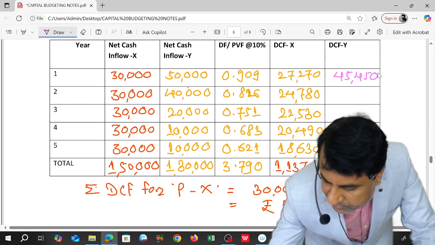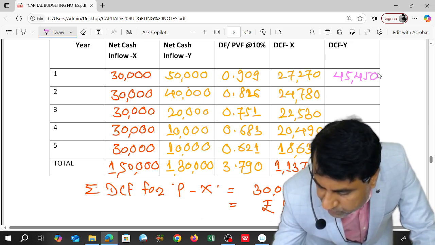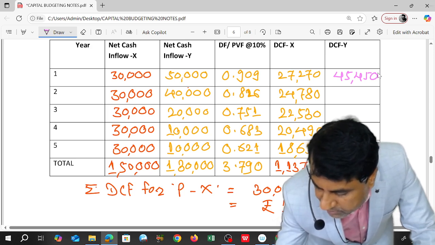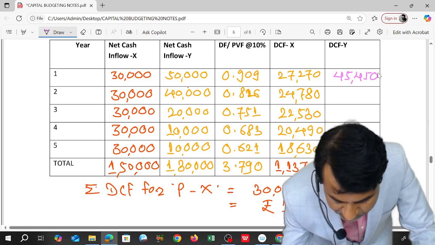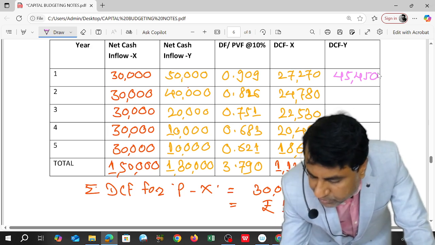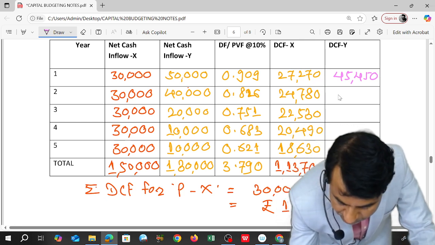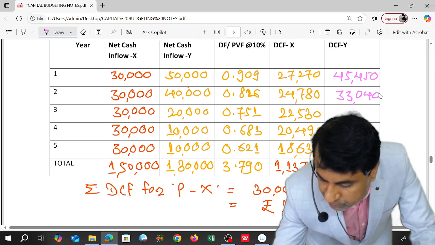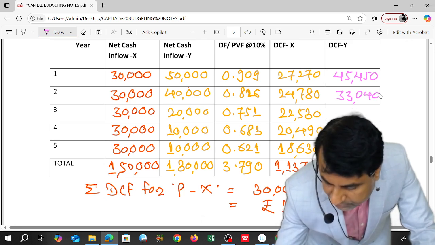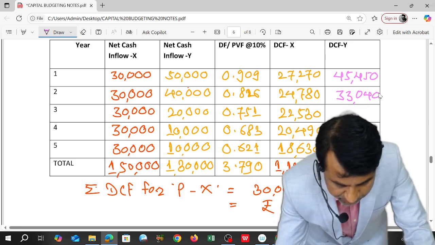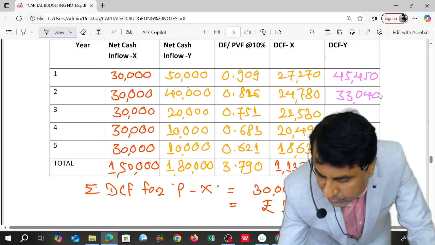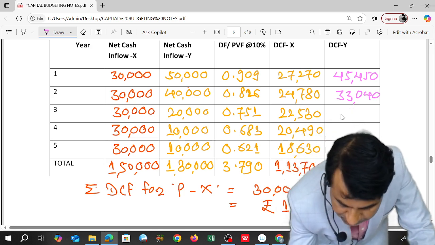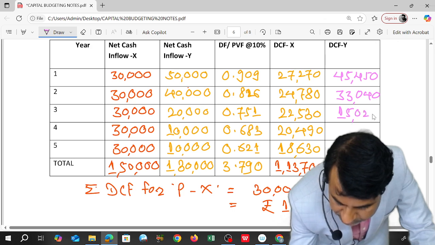Second is 40,000 now, and even the discounting factor needs to be changed. Second year discounting factor 0.826. It is coming 33,040. So that is the second one. Third, 0.751 is the factor, and cash inflow is 20,000 only. So 20,000 into 0.751, 15,020. This is the discounted cash flow.